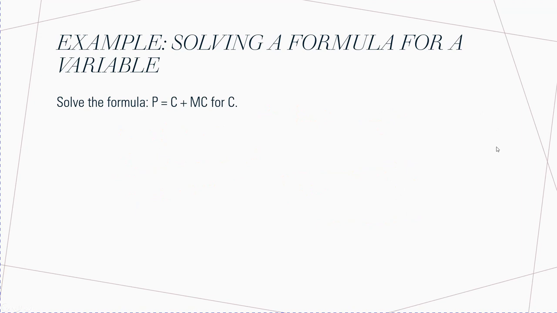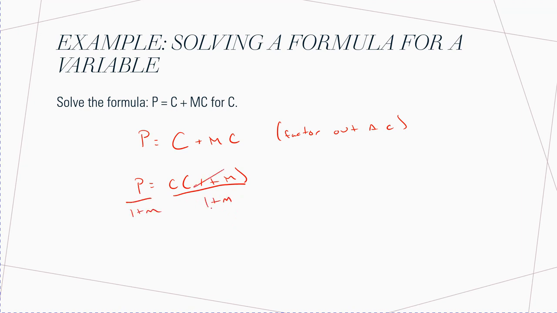All right, so let's try this one. P is equal to C plus MC, and you're going to solve for C. So you have to get the C by itself. So notice how you have C plus MC. So what you can do is factor out a C. So you get P is equal to C times 1 plus M. Now you can divide this by 1 plus M. So these cancel. And I'm just going to rewrite this. So you have C is equal to P divided by 1 plus M. And if you cross multiply here, you'd get back to what you had.